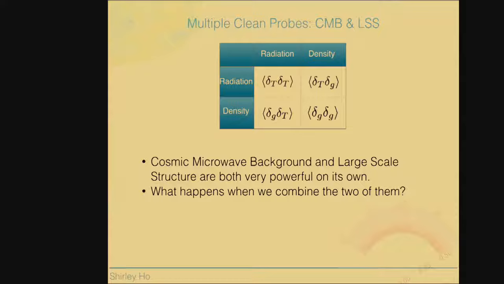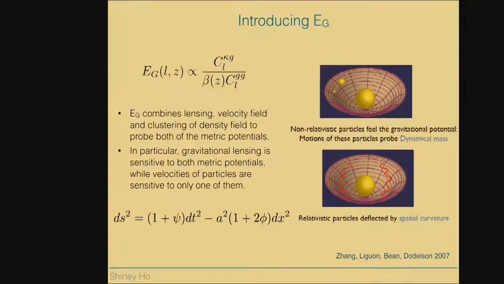Okay, perfect. So what happens when we combine the both? I'm going to show you one thing. There's something called EG that our group has been doing, something a little newer. It's a combination between gravitational lensing, the velocity field, and the clustering of the density field. So a lot of things all together.